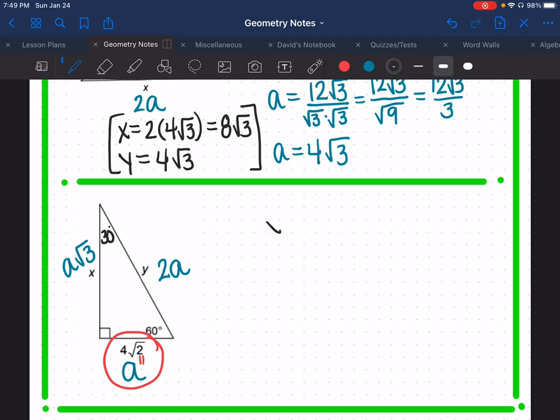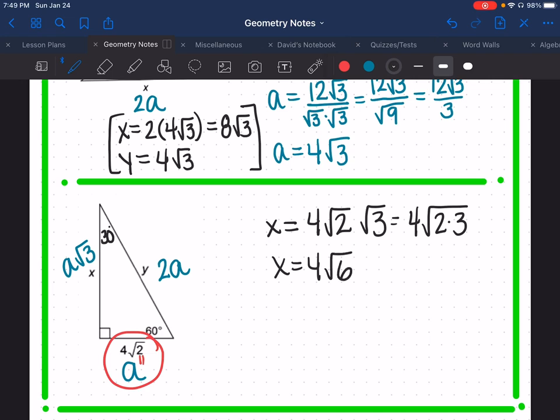So let's go ahead and find x. Oops, that looks like a y. There we go. That's better. Okay, so it's a square roots of 3. a is 4 square roots of 2, times square root of 3. Right? Because remember, I'm plugging in right here my a value. So I have a double square root. But that's okay. I know how to take care of that. Remember, I can put them underneath the same square root, which gives me x equals 4 square roots of 6.